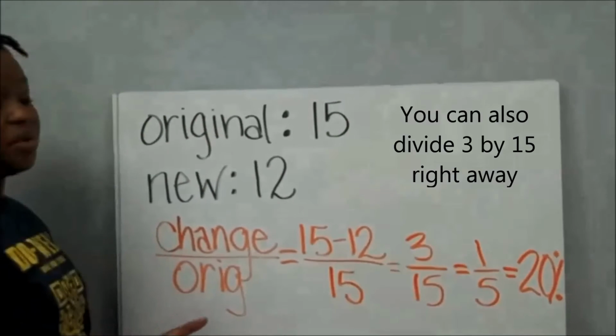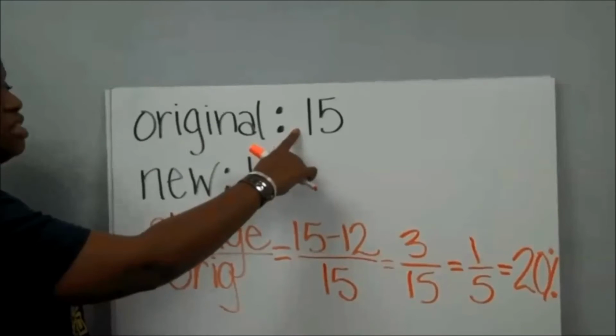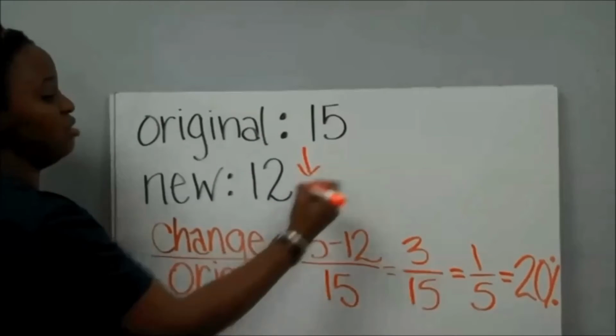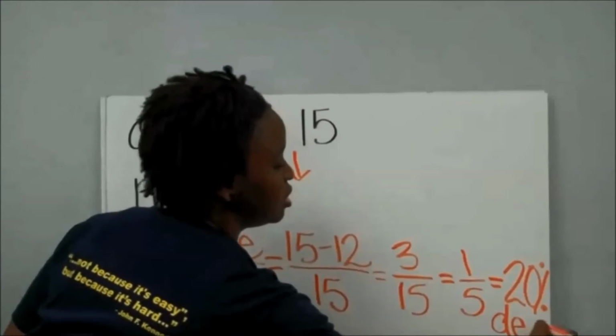Okay? And then of course I have to know whether that change is an increase or decrease. Well, my original is 15 and I went down to 12. So this is a 20% decrease.